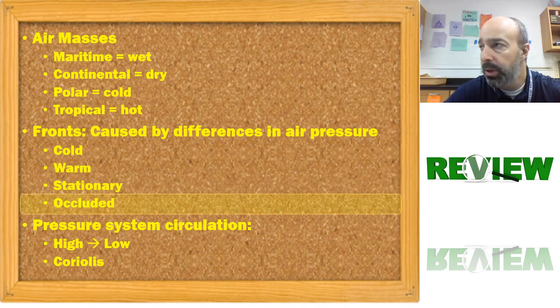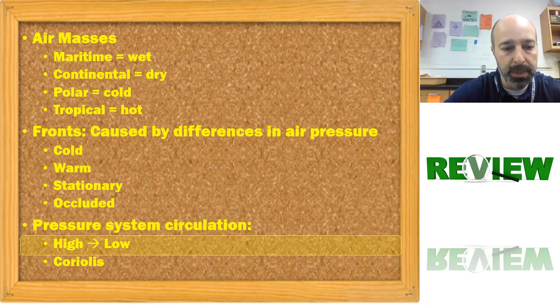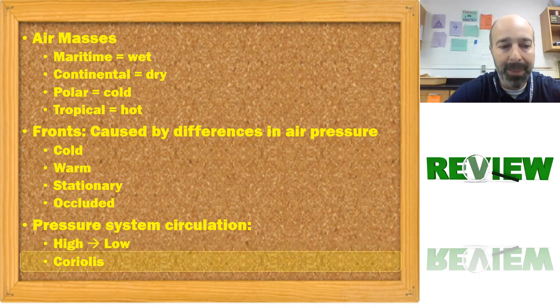And we have occluded fronts, which include three air masses, which is basically like kind of a sandwich with the warm air in the middle and the cold air masses on both sides of it. And we have pressure system circulations, which is what you saw in that video clip. You have high pressure moving towards low pressure, accompanied by the Coriolis effect, which makes things circulate in clockwise directions in the northern hemisphere, or curve to the right in the northern hemisphere and curve to the left in the southern hemisphere.